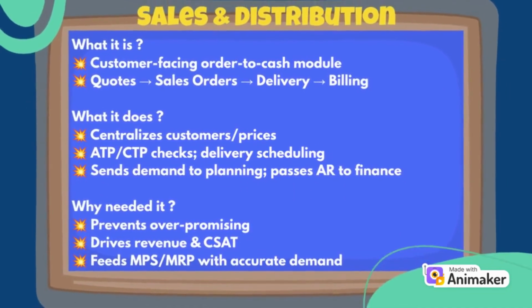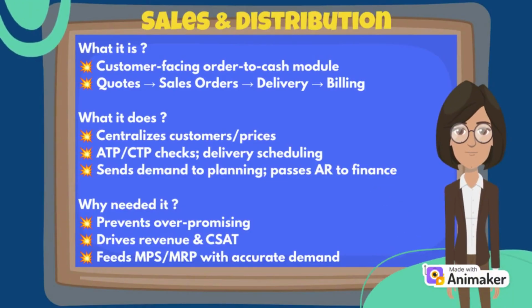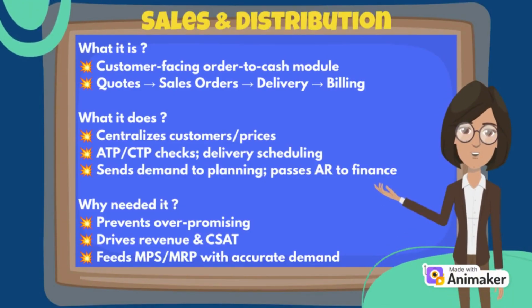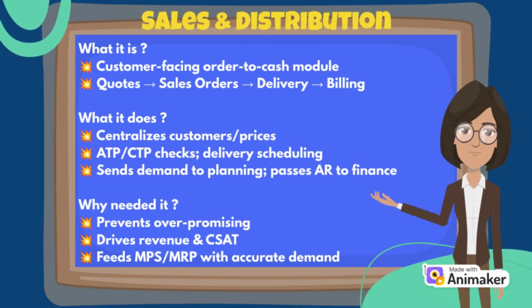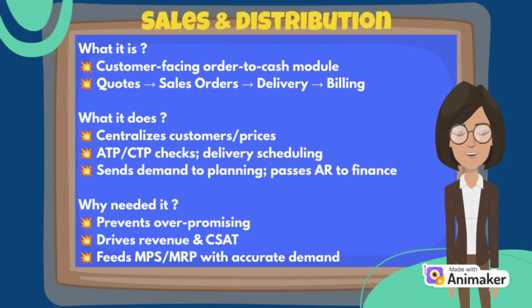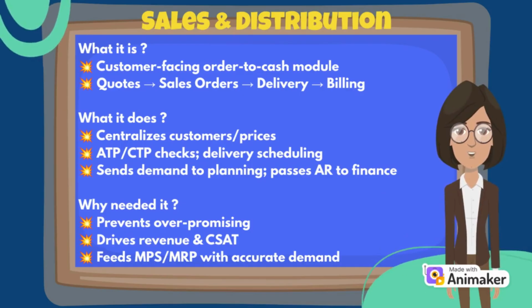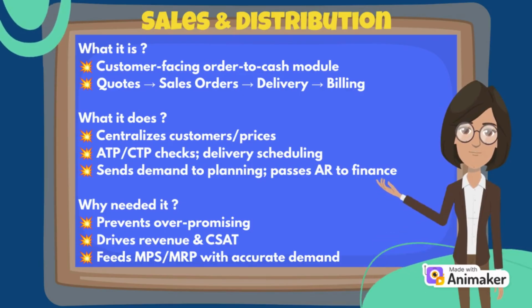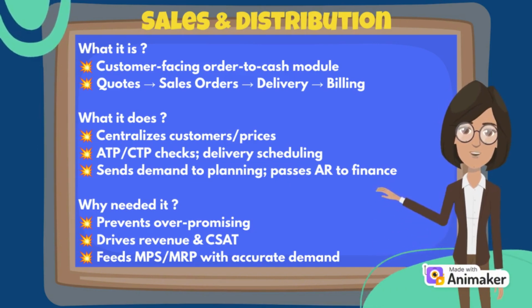Sales and Distribution is our customer-facing order-to-cash module. Think of it as the front door where quotes become orders, orders become deliveries, and deliveries become bills. What SD actually does is centralize customers and price lists, run ATP/CTP checks so promises are realistic, schedule the delivery, and pass clean demand forward to planning while accounts receivable gets the right billing data. Why we need it is simple: SD prevents overpromising, drives revenue and satisfaction, and feeds MPS/MRP with accurate demand so the rest of the company isn't scrambling.